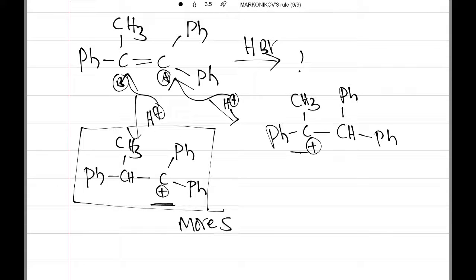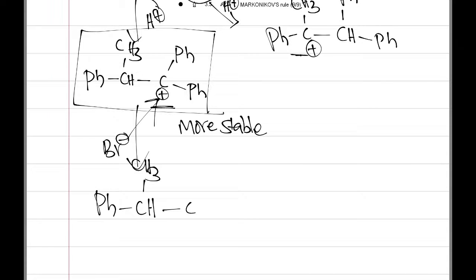That means the reaction proceeds through the most stable intermediate, and bromine is attached to this carbon. We can get this product: CH, Ph, CH, CH3, CBr, with Ph and another Ph. So this is our product of the reaction.